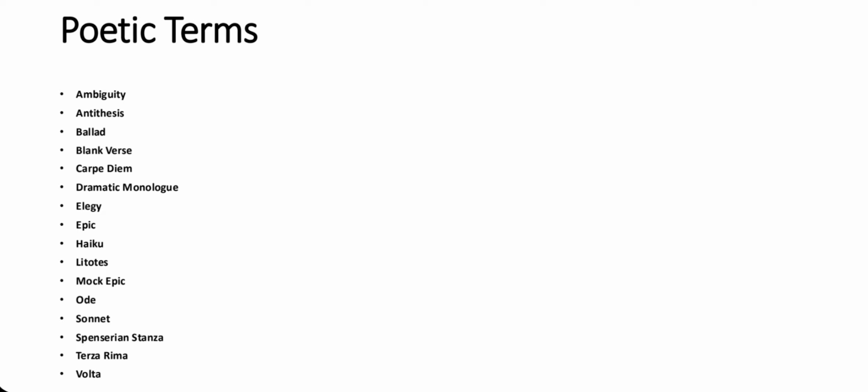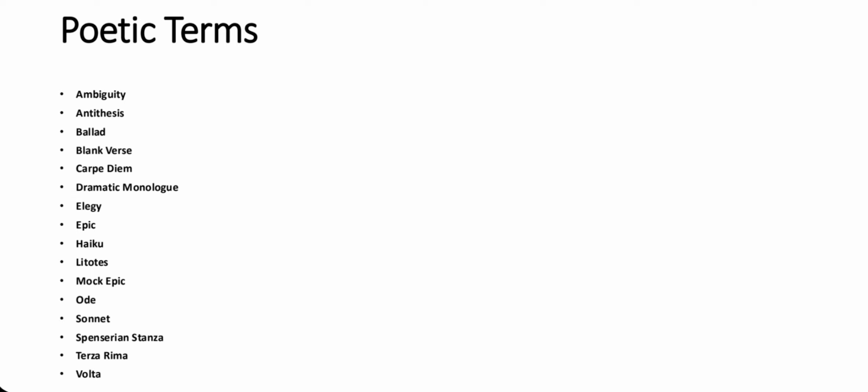Next is epic, a long narrative poem often involving heroic deeds and adventures. Next is haiku, a traditional Japanese poem consisting of 3 lines with a 5-7-5 syllable pattern. Next is litotes, an understatement that uses double negatives like "not bad" to mean good.